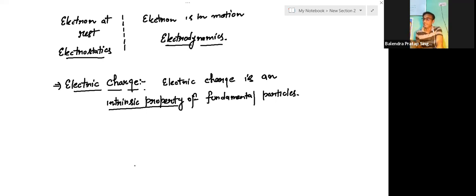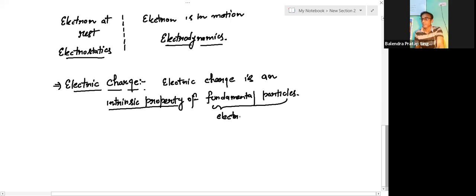As we discussed, electric charge is an intrinsic property of fundamental particles. What are fundamental particles? Particles such as electrons, protons, and neutrons. These are different from elementary particles. Elementary particles are those which are unbreakable and structureless. You can't break an electron, but you can break a proton, because a proton has structure. So electric charge is an intrinsic property of fundamental particles such as the electron and proton.